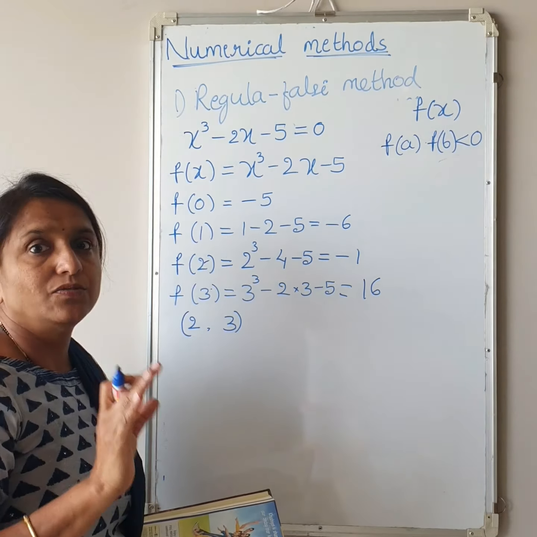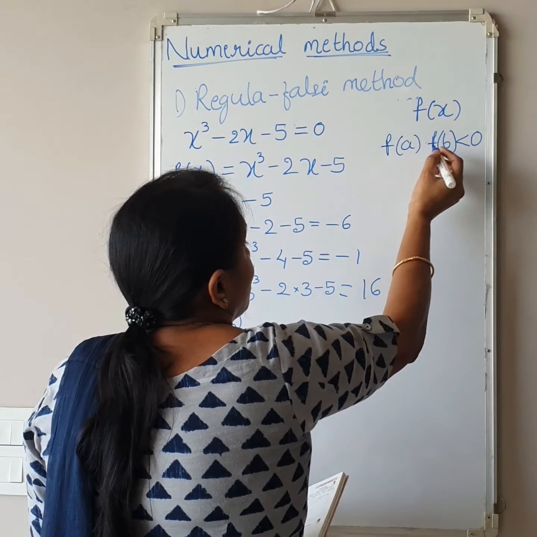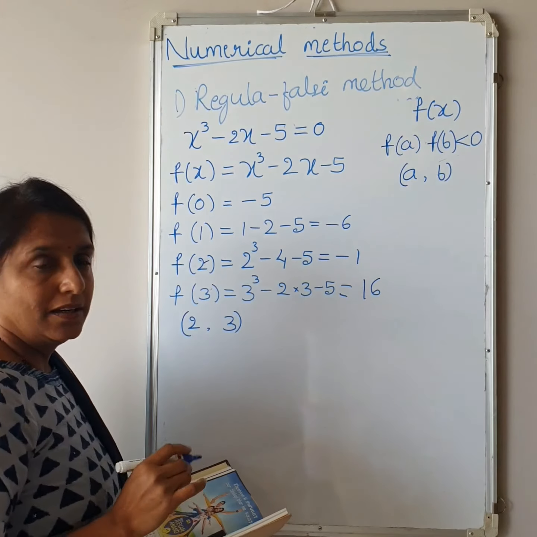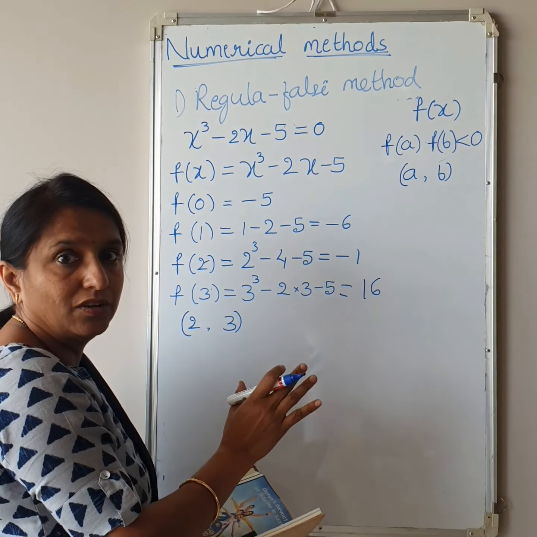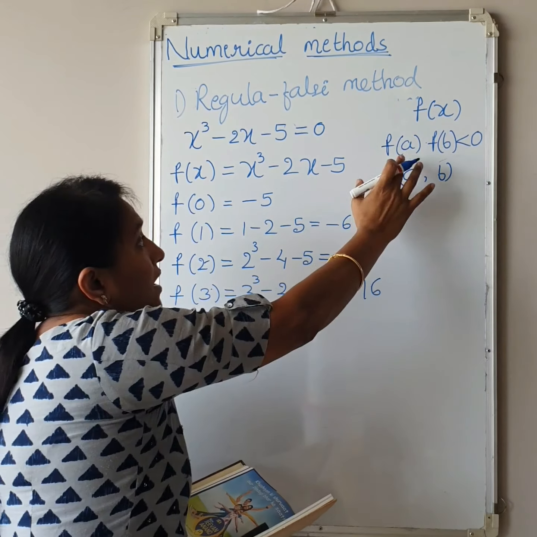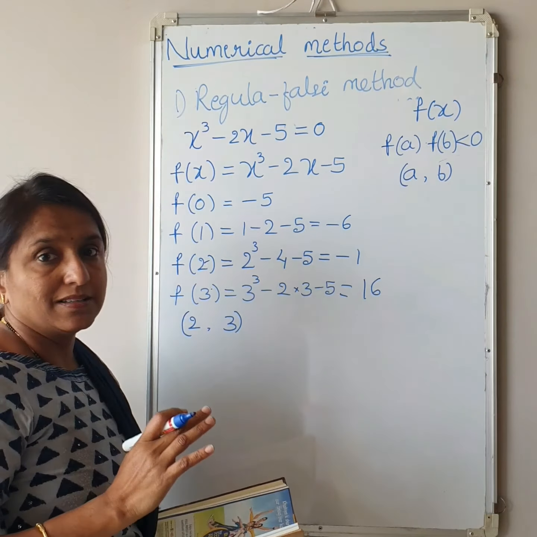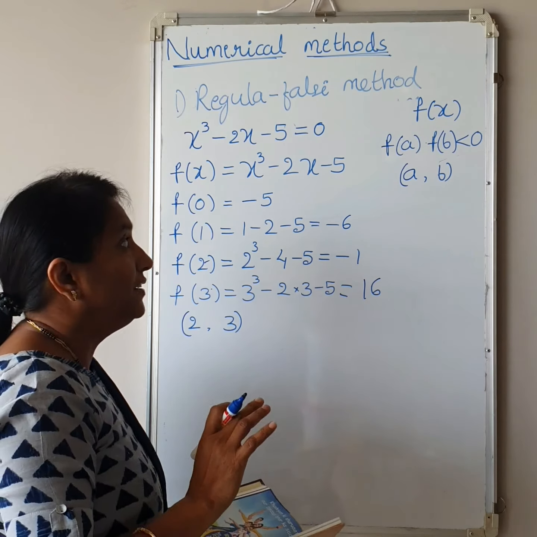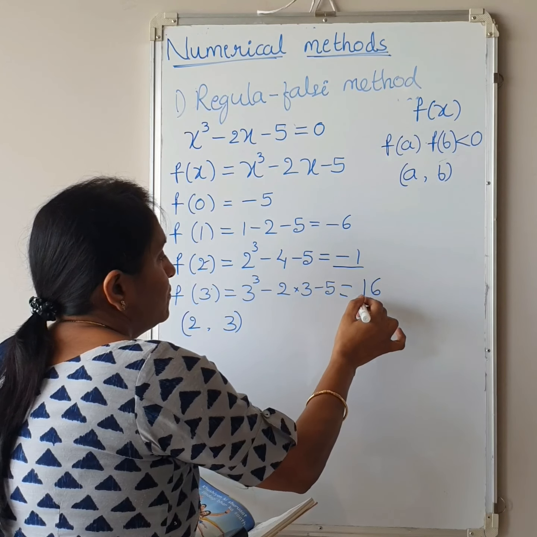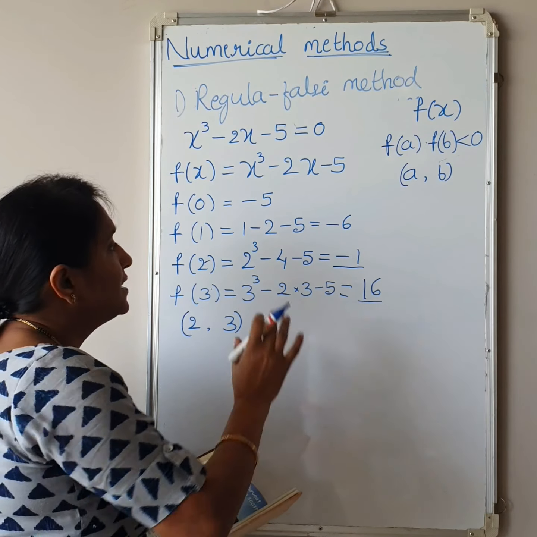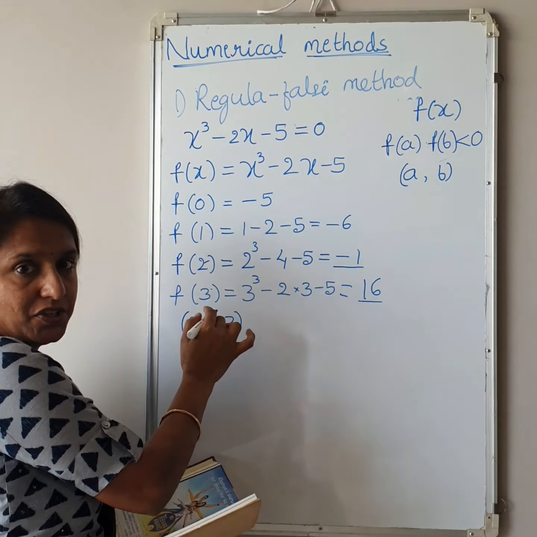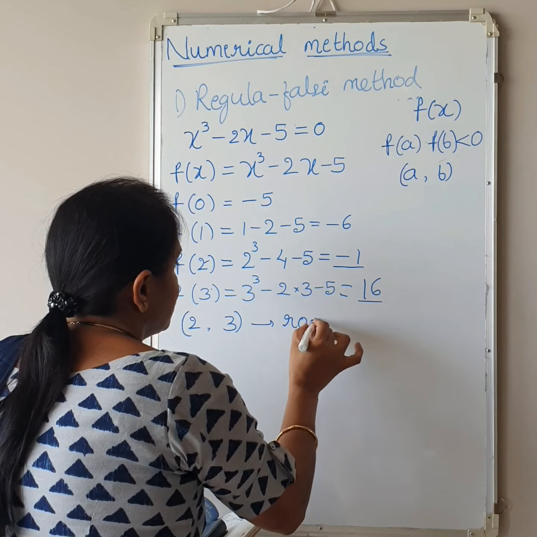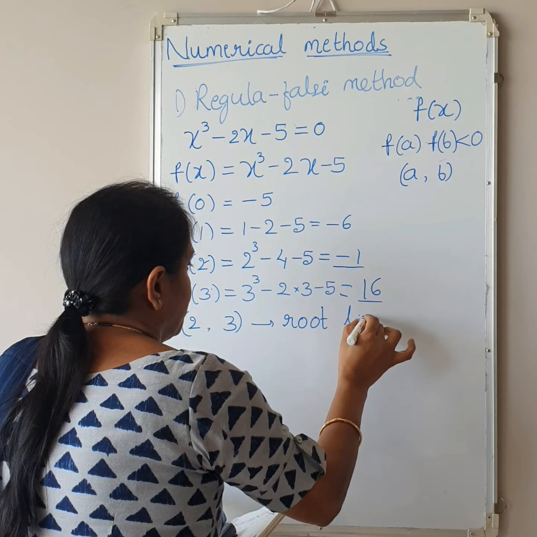First our job is to find the interval. So f of a, f of b, interval ab. Why we have taken? Again I want to make it perfect. That is why we want to take f of a into f of b less than 0. If it is the condition, then root lies in that interval. Here one is negative, one is positive. It implies root lies in this interval. So interval is 2, 3 where root lies. This is our first job.